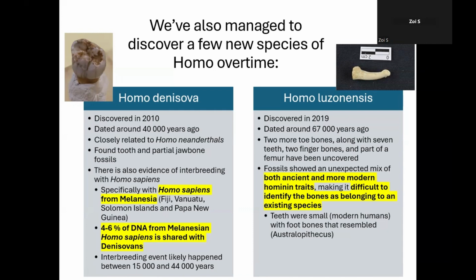And then the second one is your Homo luzonensis. This is where they have an unexpected mix of both ancient and more modern hominin traits, making it difficult to identify the bones as belonging to an existing species. So for this one, there's no interbreeding event. It's just something that presents itself as a question of where or when they could have actually existed. When we dated them, we found them to be 67,000 years old.